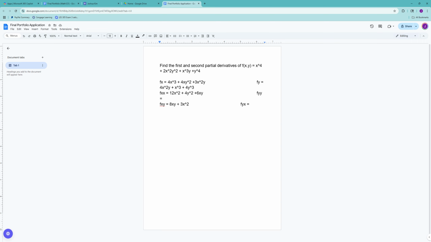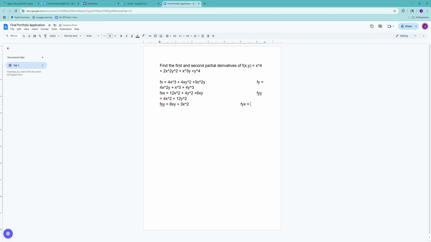To find f of y y, we would find the derivative of the y inside of f of y, which would just be 4x squared, and we leave out the x cubed because it's for y, and then it would be 12y to the power of 2.